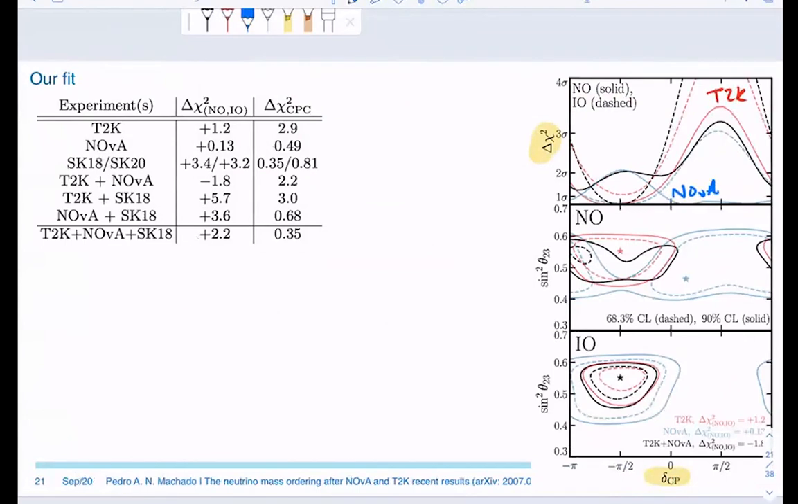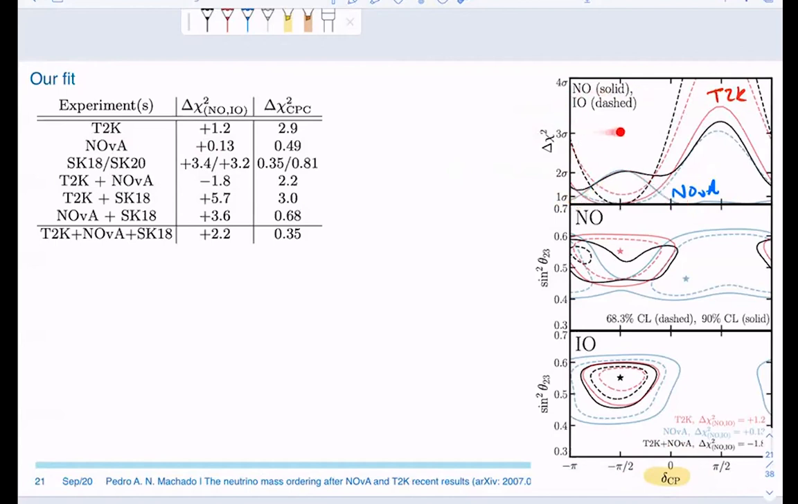And you see here that if you look at delta chi-square as a function of delta Cp, for T2K, which is red, and NOVA, which is blue, you see that for the normal ordering, which is solid, T2K prefers this region here. You see the red line touching the axis, but NOVA rejects this region. So there's some sort of tension in the data.